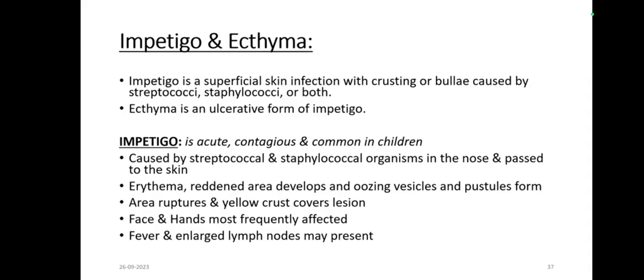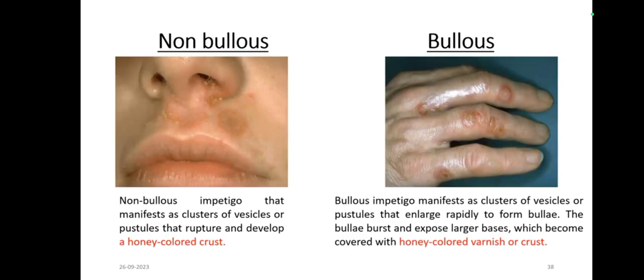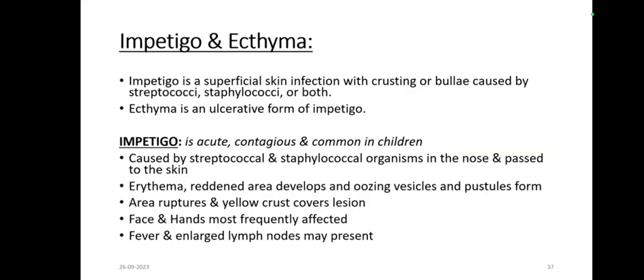Now comes impetigo and ecthyma. Both of these have a similar presentation, and both are due to a single causative factor. It can be streptococcal or staphylococcal, or it can be both. An ulcerative form of impetigo is ecthyma. See how a bullous impetigo can form these features. There will be a ruptured bullous lesion with a characteristic yellow crust.